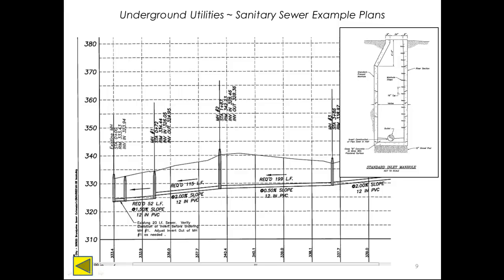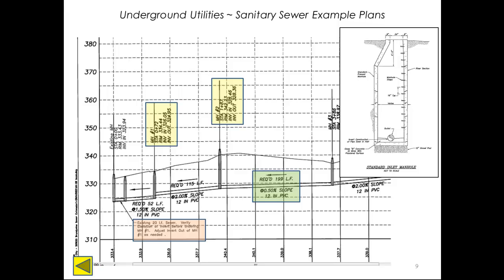Here's an example then of part of a profile view from an actual project in Birmingham. If you are not familiar with profile views, you may want to look at the video titled Graphic Conventions for Civil Construction Plan and Profile Views. We can see the individual manholes identified by number along with their rim and invert, that is bottom flow line elevations. And then the individual runs of pipe with the type of pipe, PVC in this case. The diameter, the length, and the slope required are also shown.